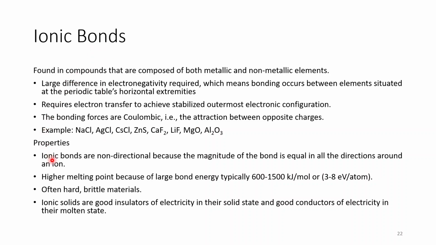Ionic bonds are non-directional because the magnitude of the bond is equal in all directions around an ion, and they have a higher melting point because of large bond energy, typically 600 to 1500 kilojoule per mole, or 3 to 8 electron volt per atom, and they are often hard and brittle materials. Ionic solids are good insulators of electricity in their solid state and good conductors of electricity in their molten state.